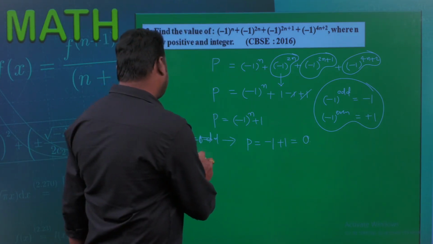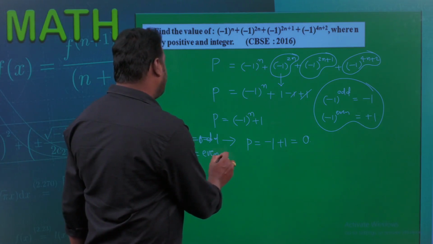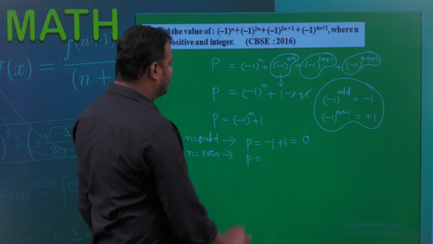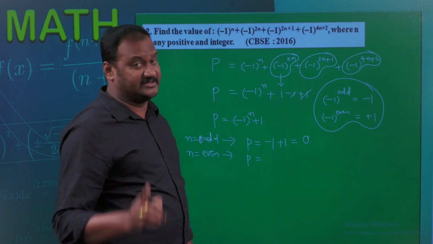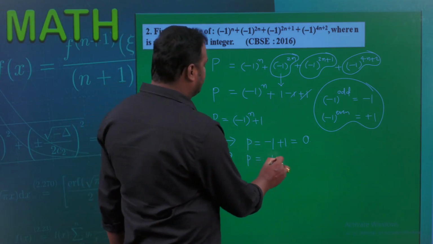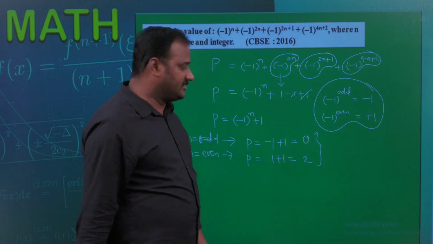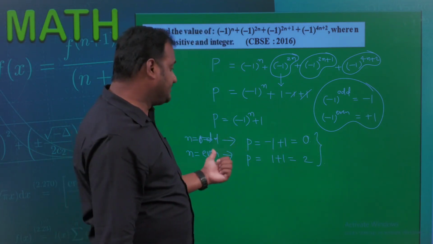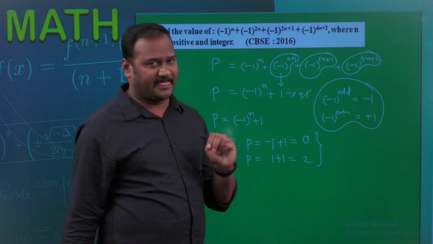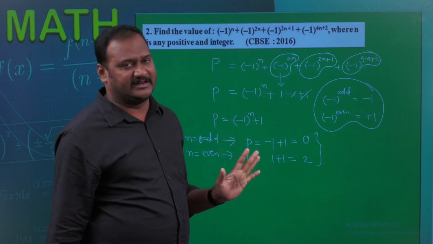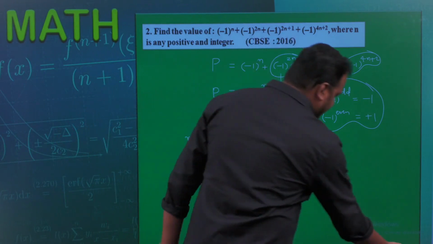And what is it when n is an even number? When n is even, then P is going to be minus 1 to the power of an even number, which is always positive 1. So, 1 plus 1 is going to be 2. So, when n is an odd number, it is going to be 0. When n is an even number, it is going to be 2. So, this way we can answer the problem easily.